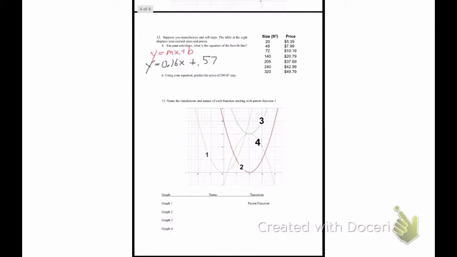Question 12b says, using your equation, predict the price of a 280-foot tarp. Well, how do we do that? Well, if the size of the tarp was our x value, if we plug it into the equation, we would get our y value, which is the price, and therefore could predict exactly what the tarp would cost. So, y equals 0.16 times 280, which is our x value, plus 0.57, our price would equal $45.37.